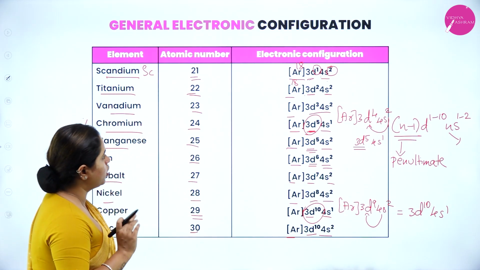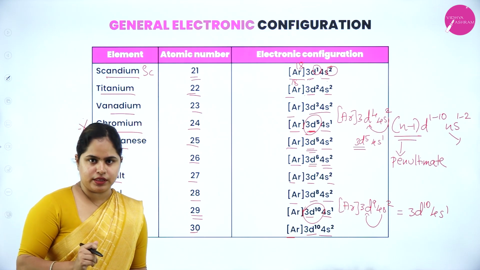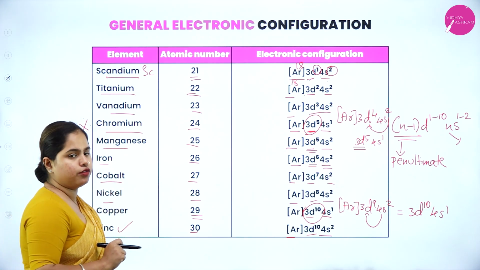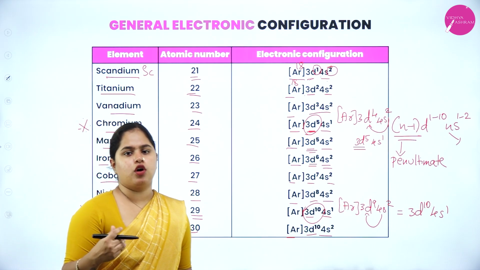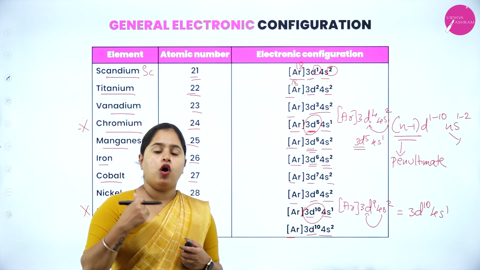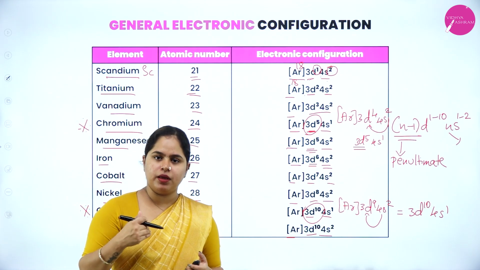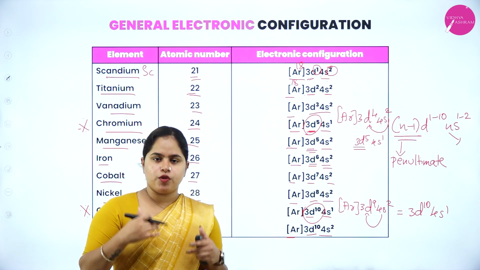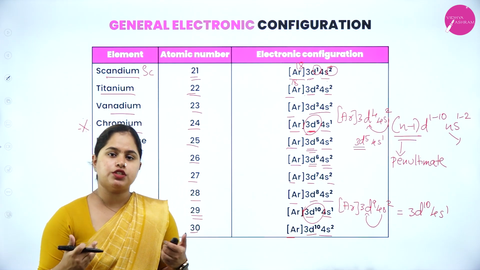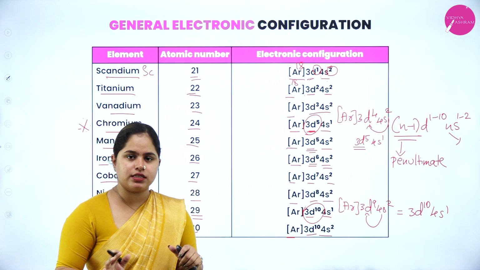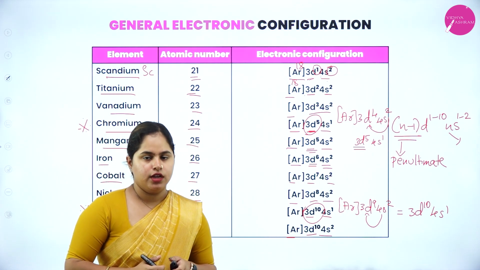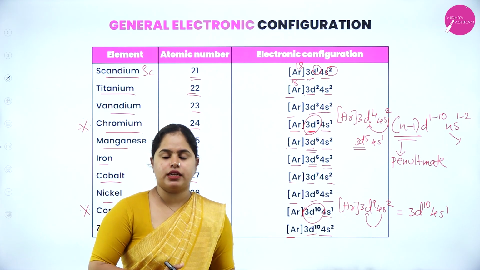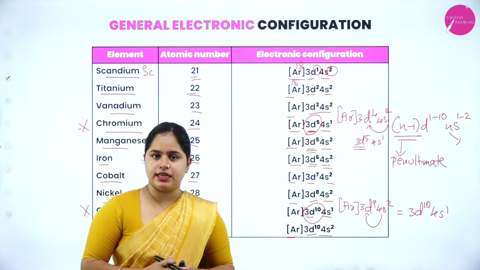Now this electronic configuration you have to be thorough with. The exceptions also you have to be very careful about. Once you are clear with the electronic configuration, all the questions from this chapter will be clear for you. What you have to understand is that the answers to all the questions from this d and f block elements lie in this electronic configuration itself. So once you are clear and thorough with this electronic configuration, things will be easy for you.